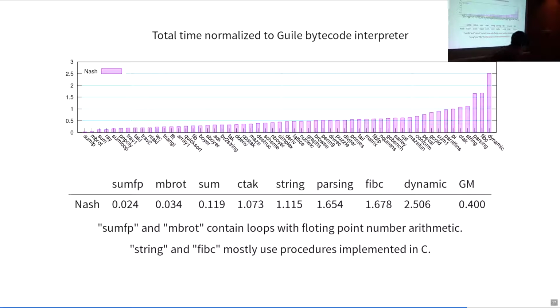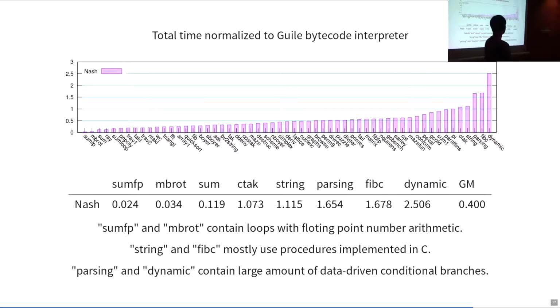A similar thing could be said for ctak and fibc, which are the recursive tak and Fibonacci functions implemented with call with continuations. And the parsing and dynamic programs contain a large amount of data-driven conditional branches, which is known to be a case where tracing JIT does not work well.